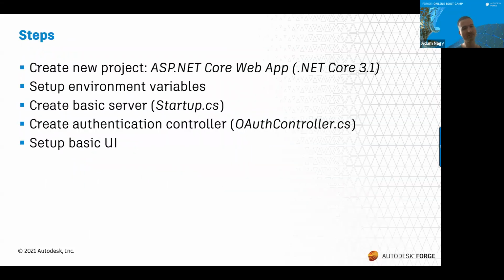So just like on Monday or Tuesday, we need to create a new project, which will be an ASP.NET Core web application using .NET Core 3.1. Then we need to add the environment variables, the client ID and client secret from your application, set up the callback URL, even though we are not using it today. There will be an extra environment variable we need to set up, which is related to the ngrok URL that we are going to be using. Then we need to create the authentication controller, AuthController.cs, and we're also going to add straight away some basic UI.